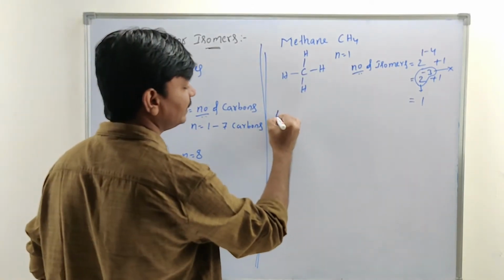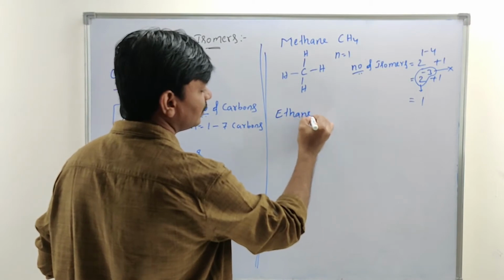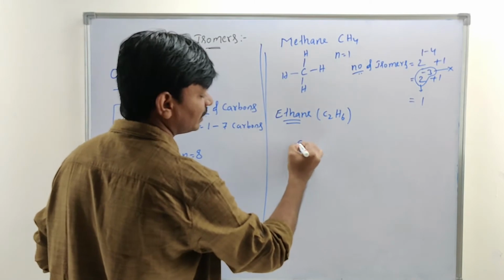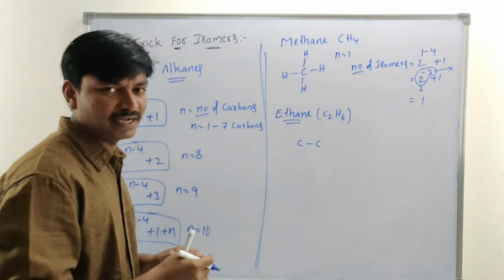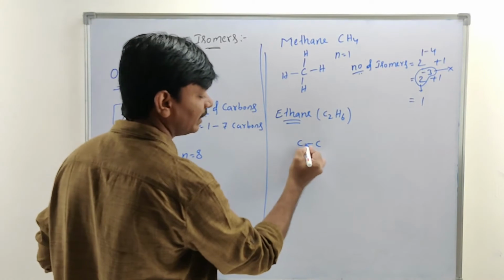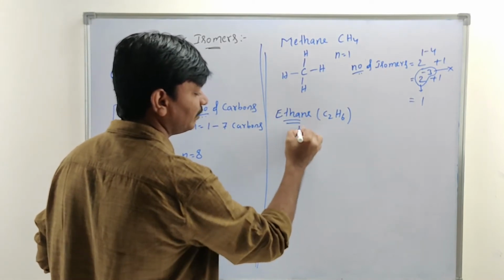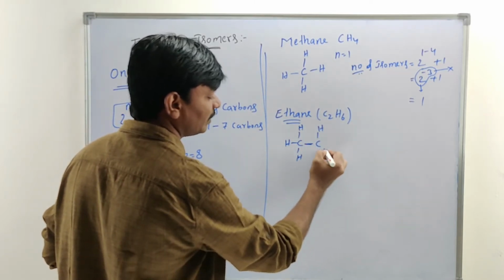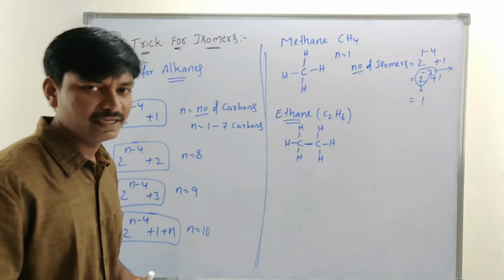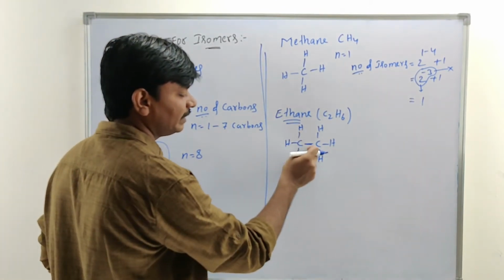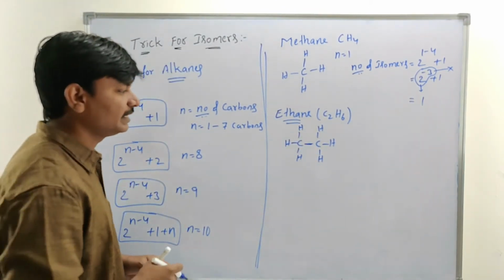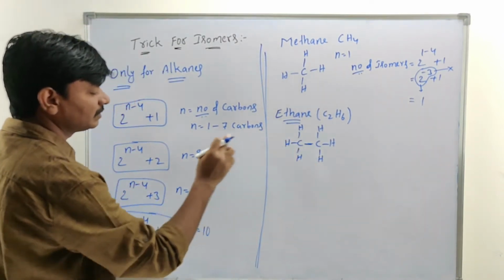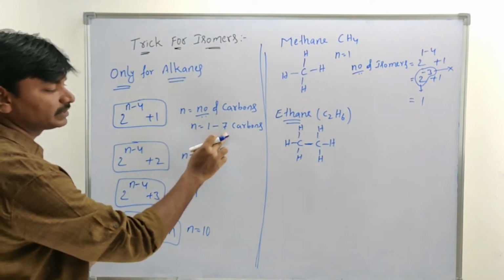Another example is ethane. Ethane has the formula C2H6, that is 2 carbon atoms, each carbon having 4 bonds. Here there is 1 bond between them, and each carbon has the remaining 3 bonds with 3 hydrogen atoms. Clear? Ethane contains 2 carbon atoms, so n is in the range 1 to 7 carbons.